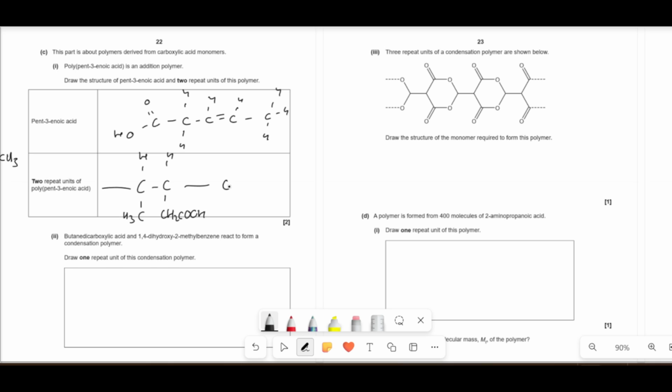And then it bonds with the next one next to it. So it's going to be H, CH3C, C, CH2, COOH. That's open. There you go. Done. That's 2 units done.